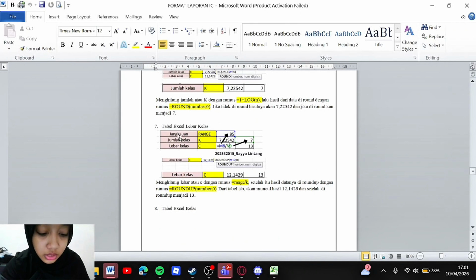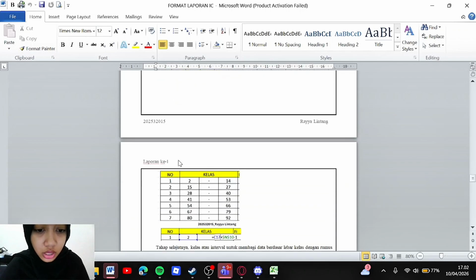Next is the class width. To calculate the class width, divide the range by the number of classes. The formula is class width equals range divided by k, or 85 divided by 7 is 12.1429, and we round it up with the formula equal ROUNDUP(number, 0). Then the result is 13. We move to the Excel class table.